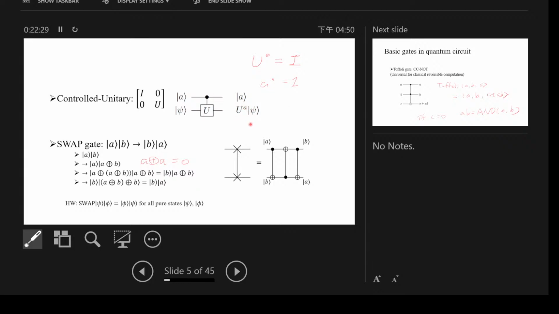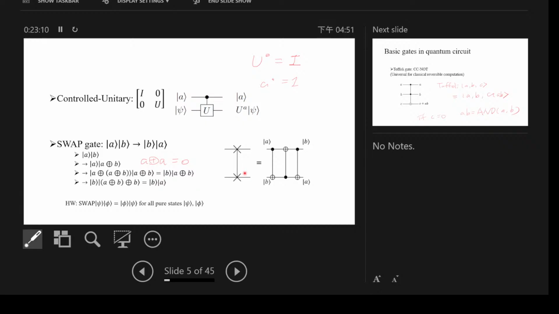Okay. That's controlled unitary, and there is a swap gate. That's not too critical, but very nice to have. So it's when you want to swap two qubits. Sometimes you can think about it physically: you can just reroute your wire. You can pull this wire down and pull this wire up. But if you want to write that as a gate, then you can have a swap gate. And it's written this way. We have a cross here, and connect with a line.